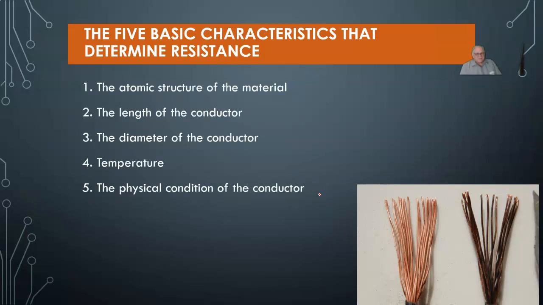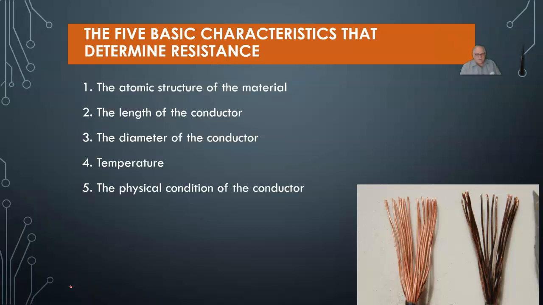There are five characteristics that determine resistance, and we'll go talk about the first four really quick. First, the material: copper is going to conduct electricity better than aluminum will. Second, the length of the conductor. We have no superconductors, so everything's going to have a little bit of resistance to it. The longer the wire, the more resistance it'll have. Third, the diameter of the wire. A larger wire is going to have less resistance than a small diameter wire.